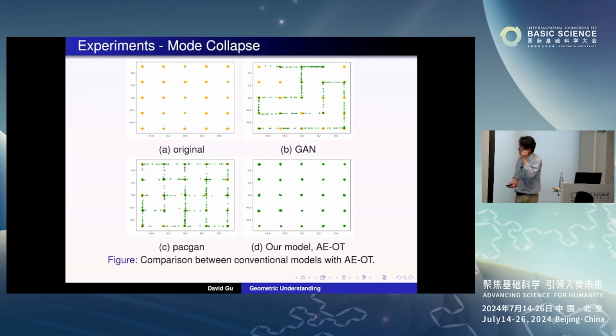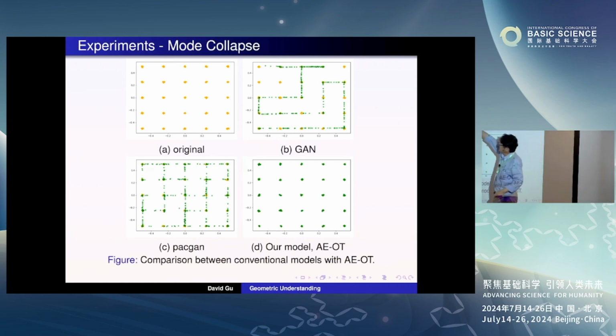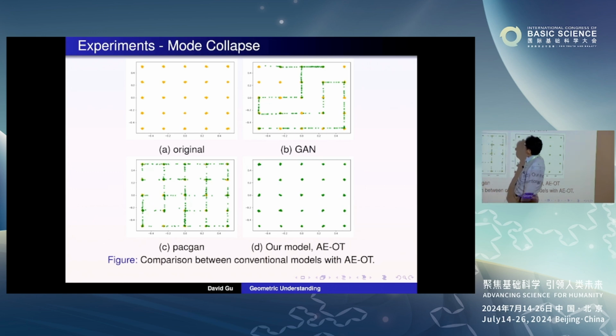Here we can see a simple example. Suppose we have this kind of data distribution. Each orange dot means one support, one mode. If we use a conventional GAN, we can cover some of the modes, but we also miss some of the modes. This is mode collapse. If we use PEG-GAN, then we can cover all the modes, but we also generate a lot of fake examples among the modes, which is mode mixture. Using the AEOT model, we can cover all the modes very cleanly. No fake examples are generated.